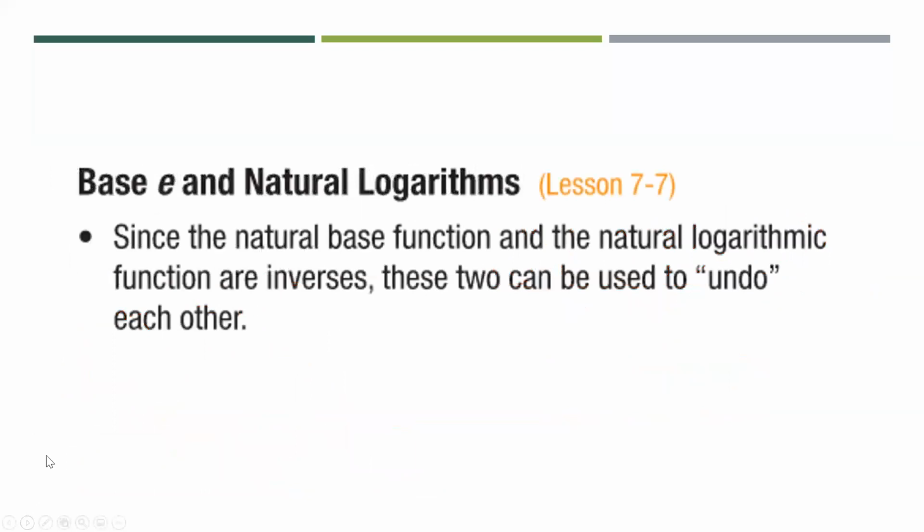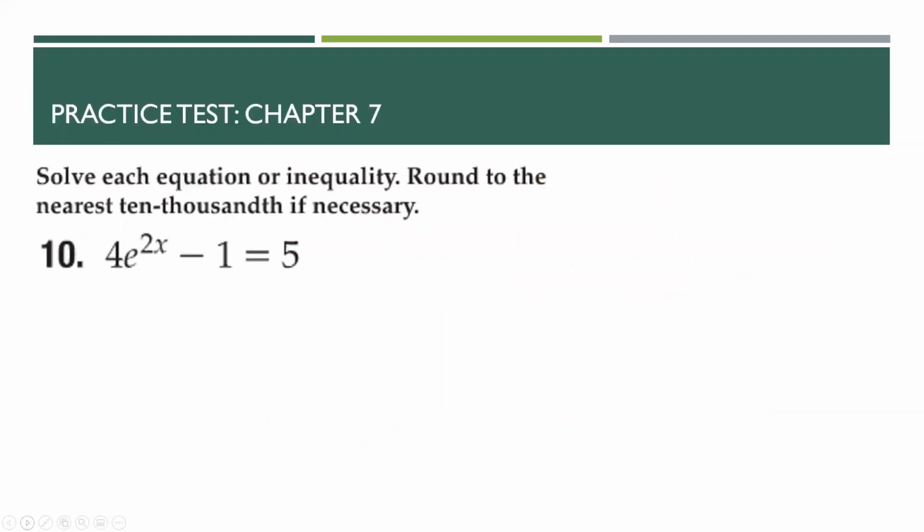Okay. All right, so now the next section is going to talk about natural logarithms. Since the natural base function and the natural logarithmic functions are inverses, these can be used to undo each other. Okay. So the natural base function and the natural logarithmic functions are inverses. All right, so it says to again solve each equation or inequality, round to the nearest 10,000th if necessary.